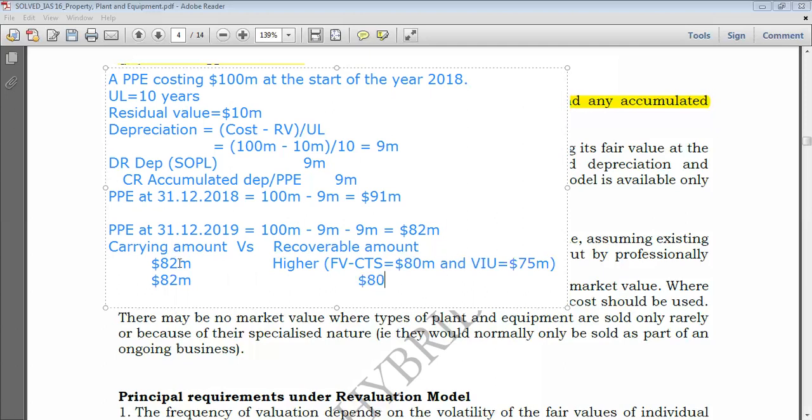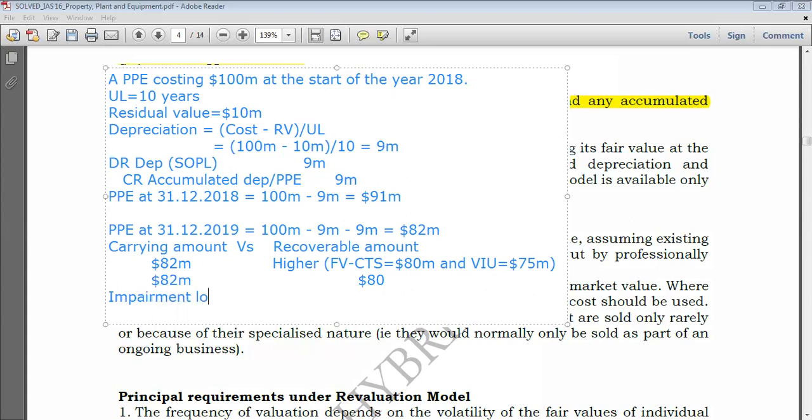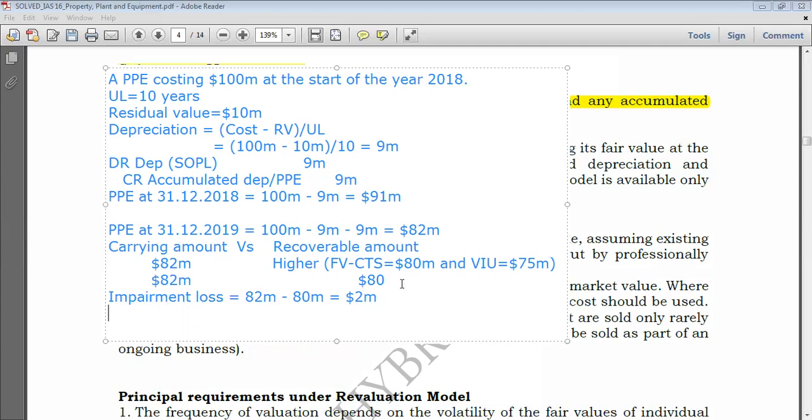Comparing the two, you would find that in the books you would have carried the asset at $82 million, but you could only recoup $80 million. So you would have to write off the amount of 2 million so as to reach the recoverable amount. We do not take the lesser amount; we only reduce the carrying amount if it exceeds the recoverable amount. So you would say impairment loss is $82 million minus $80 million, arriving at $2 million. This is the amount by which we would have to reduce the carrying amount of our asset.